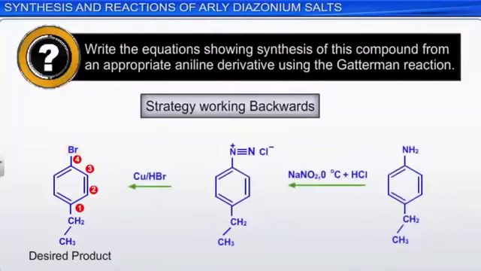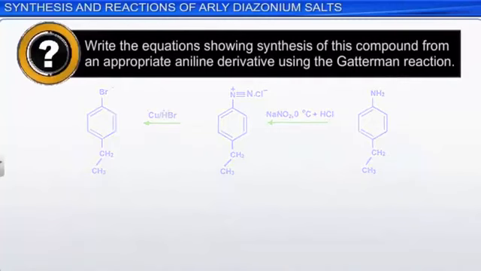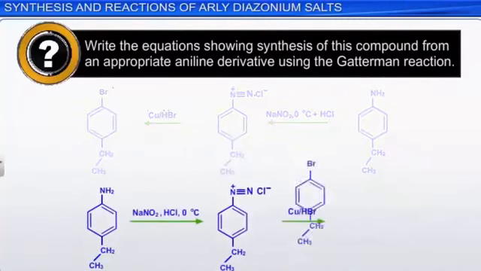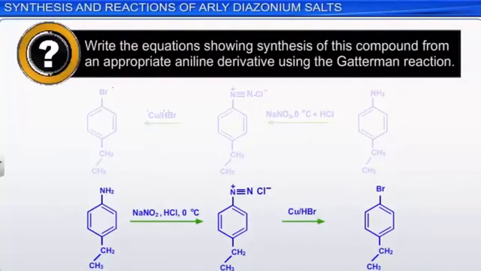Let's put it all together, working forwards from the aniline derivative that we need. We can convert the aniline derivative into a diazonium salt by treating it with nitrous acid. Subsequently, we can treat the diazonium salt solution with hydrobromic acid in the presence of copper powder to form the desired product.